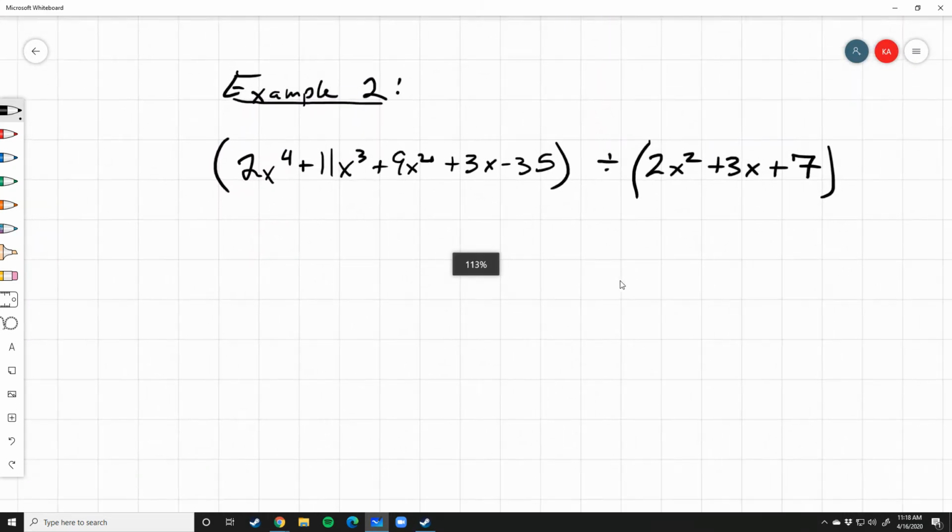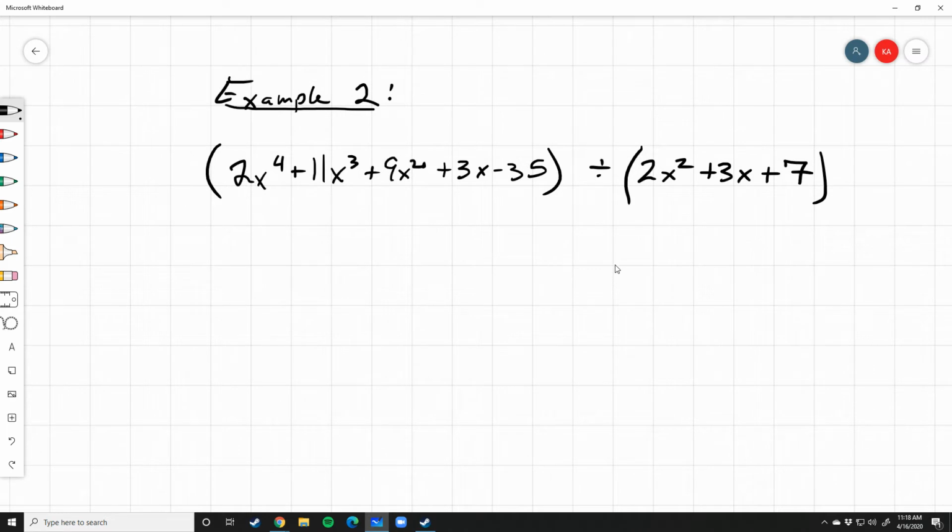Next up, we have a longer problem, but this one, even though it's longer, will still be relatively straightforward. The first thing you'll probably notice is that my divisor has 3 terms instead of 2. Won't be a problem for us. All right, let's set this up.